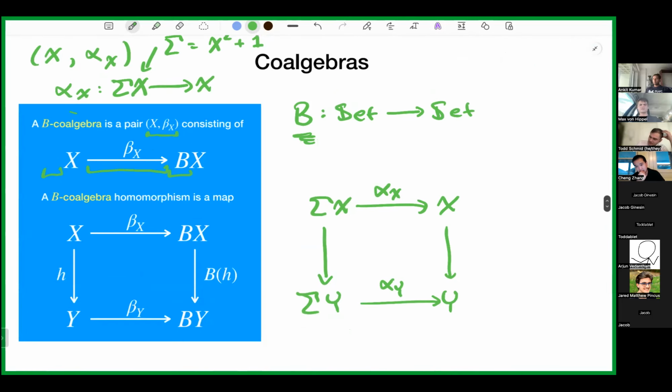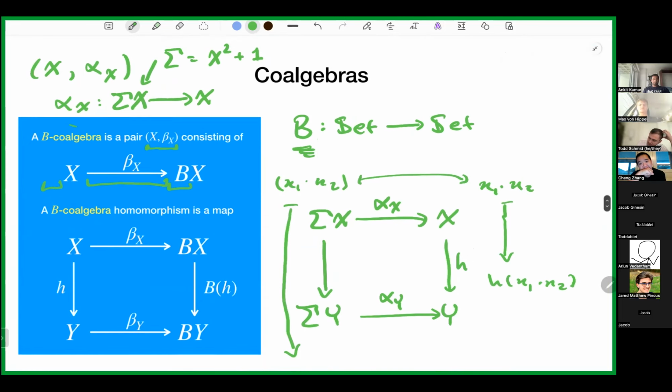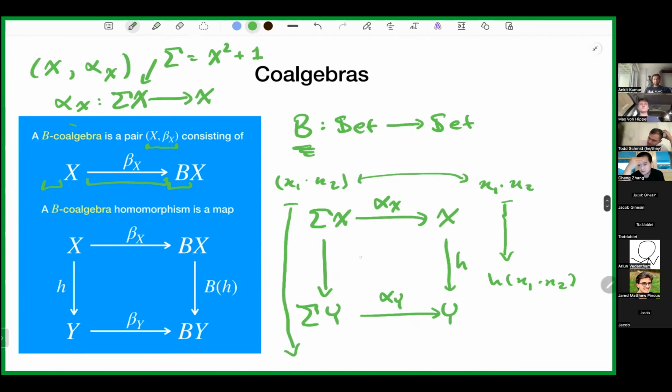This is one characterization that you can have of homomorphisms, where you can think of, say, x1 dot x2 as being a pair, which you interpret with alpha x, and then you just get x1 dot x2, I suppose. And then you can map with h, so this will give you h(x1 dot x2). And then if you follow sigma around, this is a functor, so you're going to apply h to sigma of h. You're going to apply h to each component.